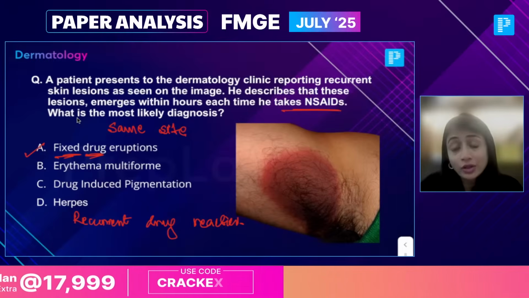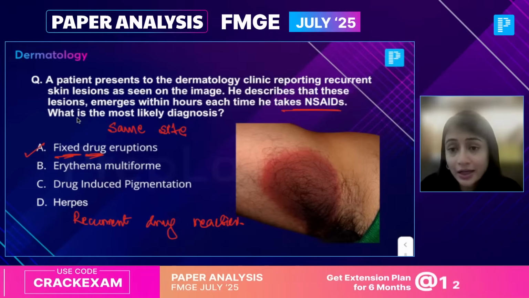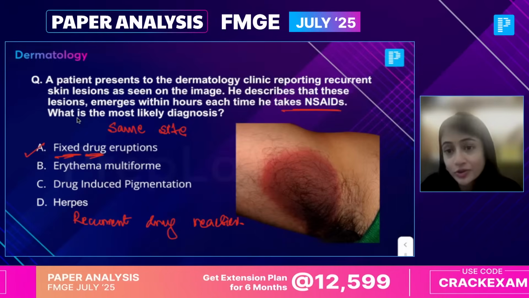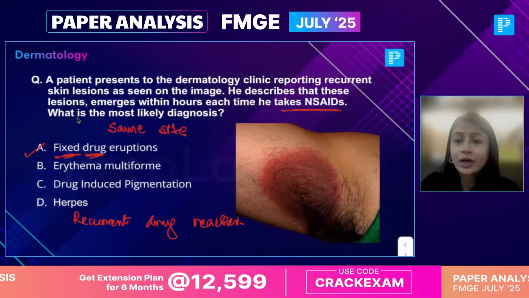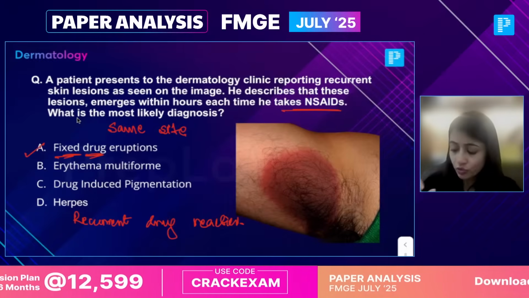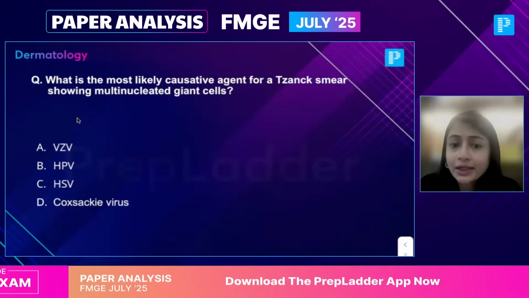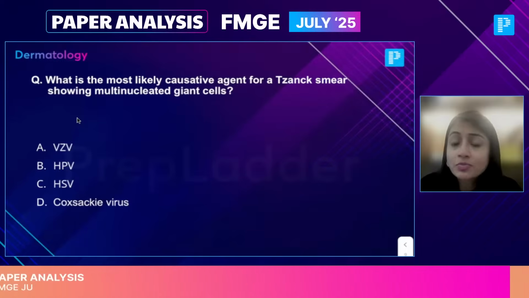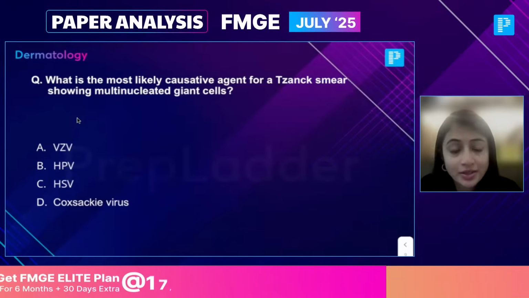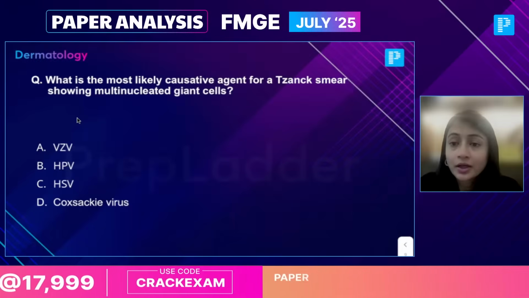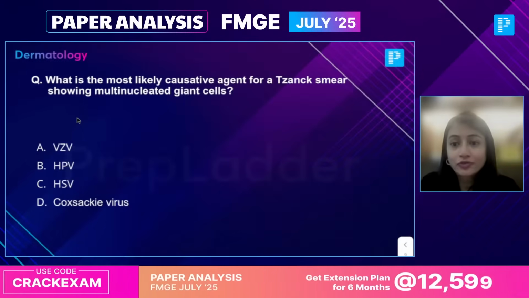You have to agree with me that it's very difficult to get the exact language because recalling that language is difficult for students. So I'm glad at least the questions and options were almost similar. Now, the next question was, what is the most likely causative agent for a Tzanck smear showing multinucleate giant cells? Again, a very straightforward question if this was the exact question.